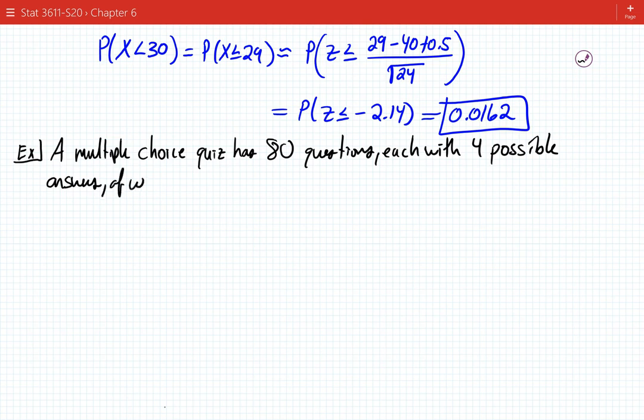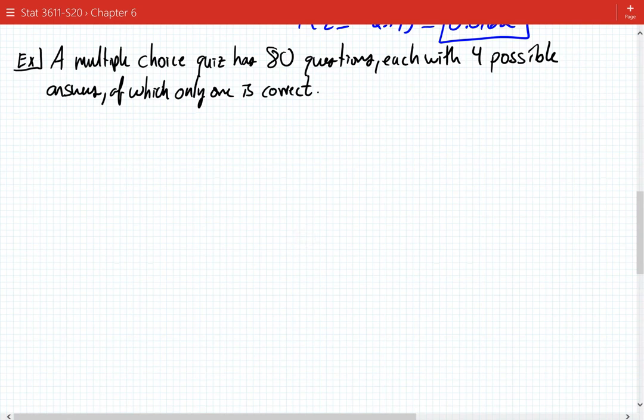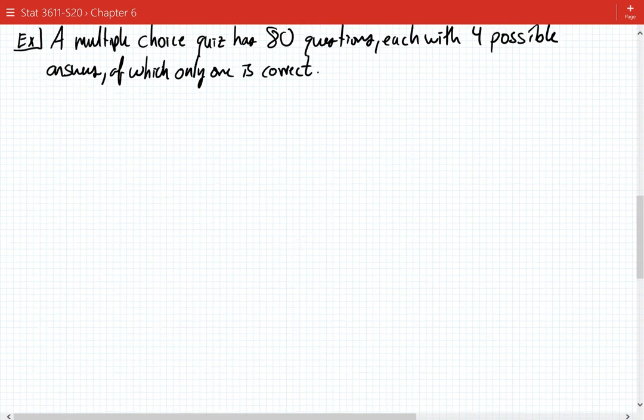Of which, of course, only one is correct. So we've got a pretty intense quiz if you've got 80 questions. 80 questions, 4 answers, A, B, C, or D. One answer choice is correct for each question.